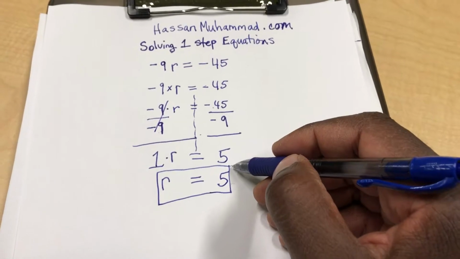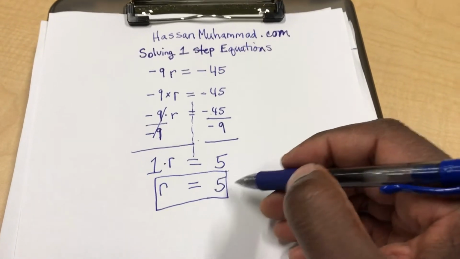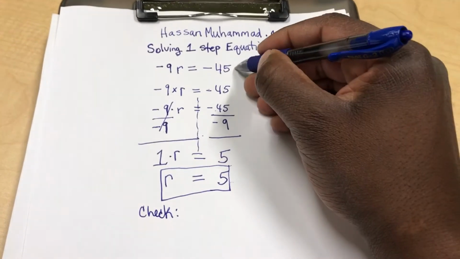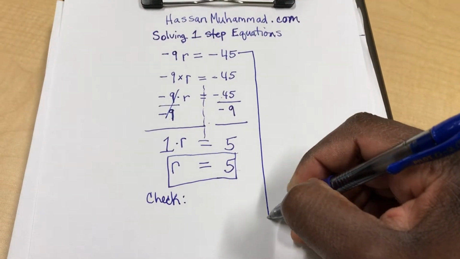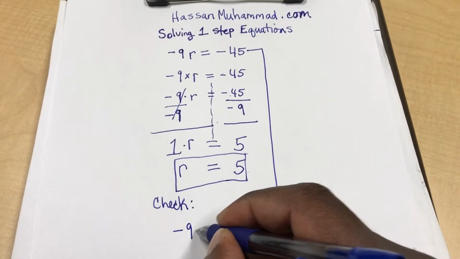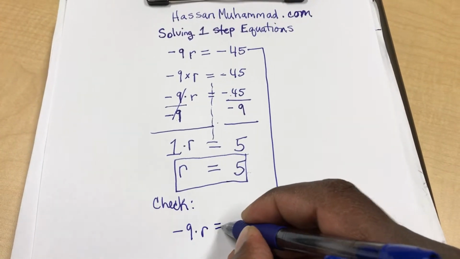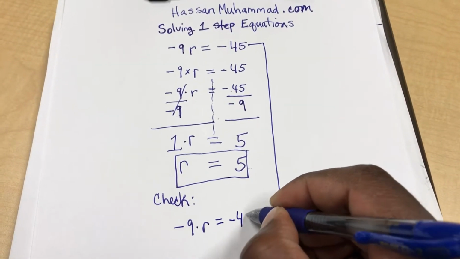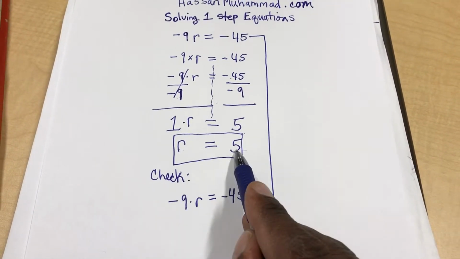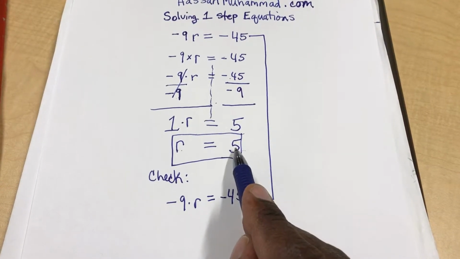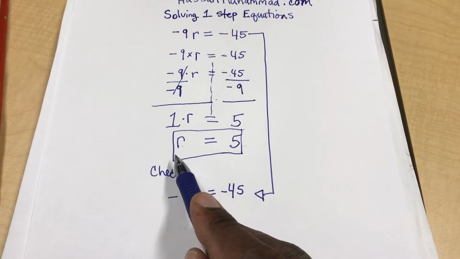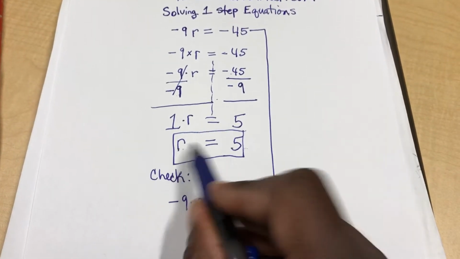But if we were unsure, all we have to do is check it. We can take this original question and rewrite the equation, negative 9 times r equals negative 45. Since r equals 5 and 5 equals r, anywhere we see an r, we can plug in a 5. Anywhere we see a 5, we can plug in an r, but we don't want to do that right now. So for right now, every time we see an r, we're going to plug in 5.